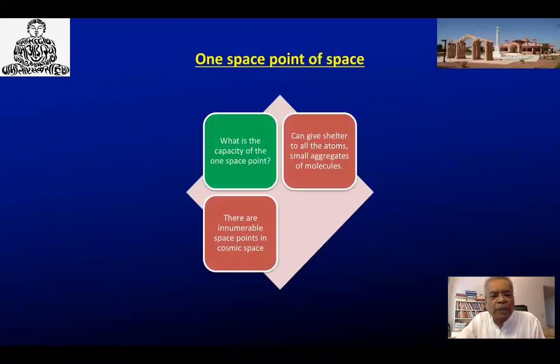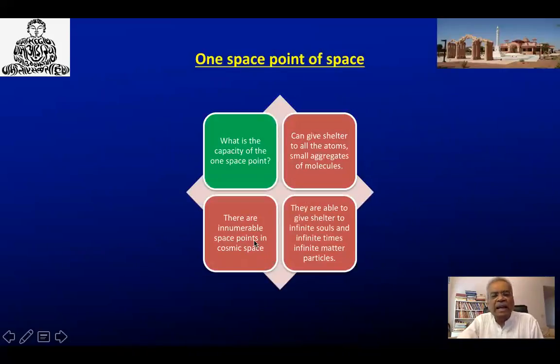There are innumerable space points in the cosmic space. They have the ability to give shelter to infinite souls and infinite times infinite matter particles. Imagine, innumerable, an uncounted number of souls is a teeny tiny number, and the huge thing is infinite times infinite matter particles and infinite souls. All those things get occupied in this small area, because it has the accommodative capacity to give space to anybody who wants to come and live.